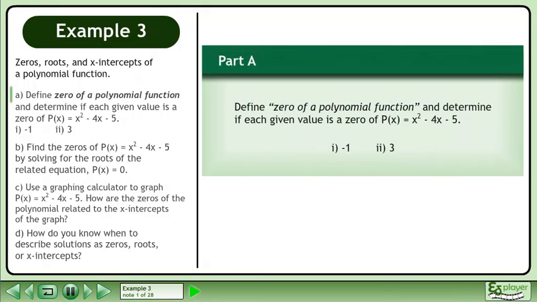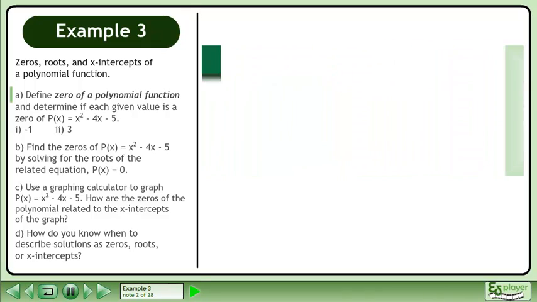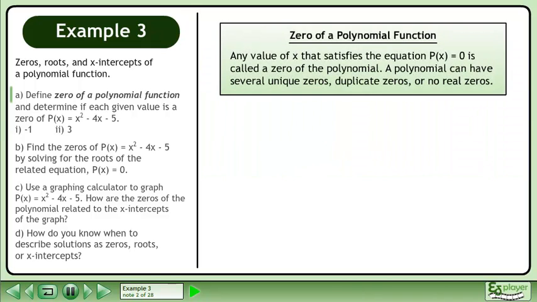In this example, we will learn about the zeros, roots, and x-intercepts of a polynomial function. In Part A, define 0 of a polynomial function and determine if each given value is a 0 of p of x equals x squared minus 4x minus 5. We'll begin by defining 0 of a polynomial function.